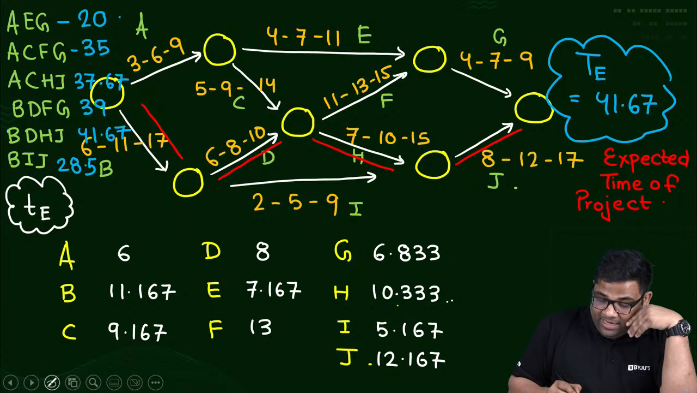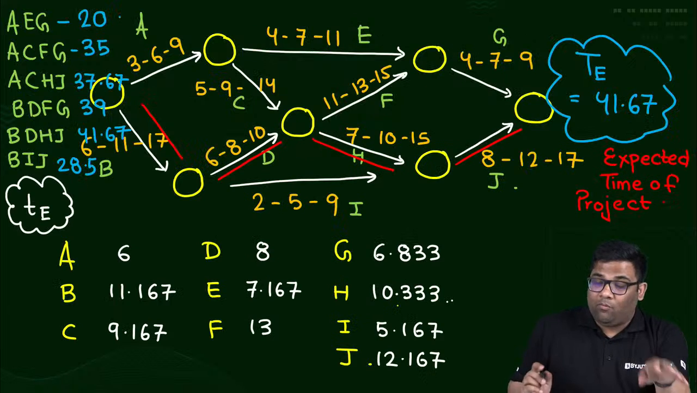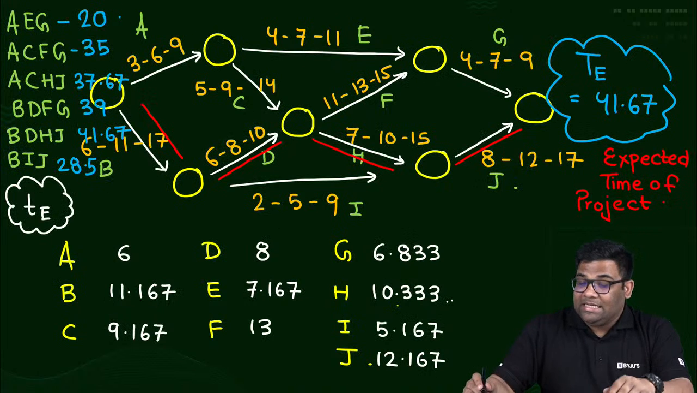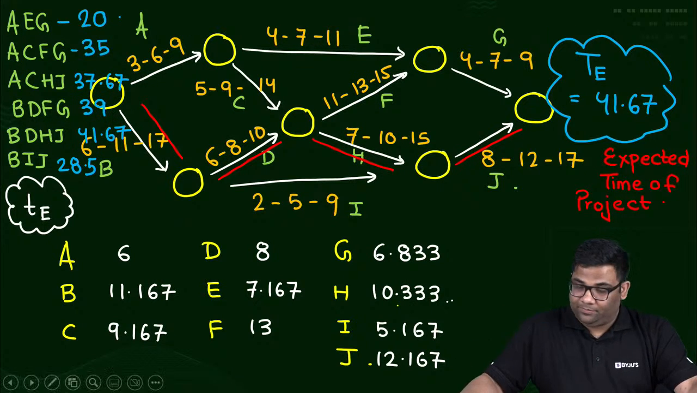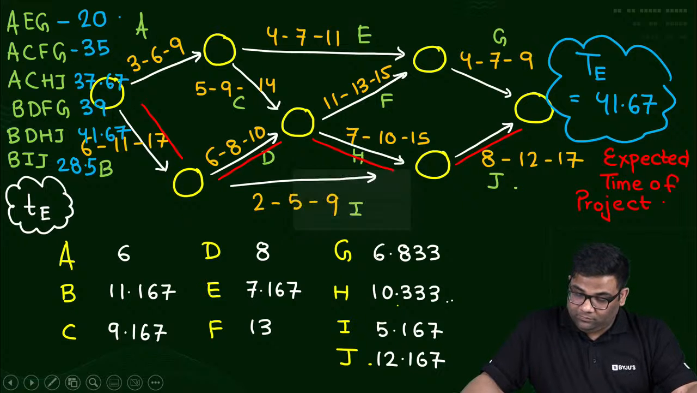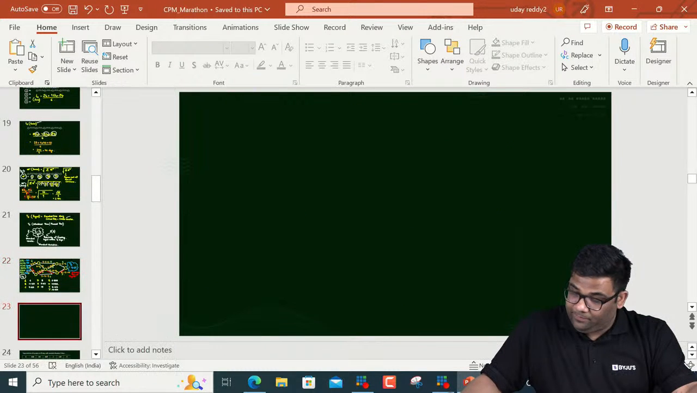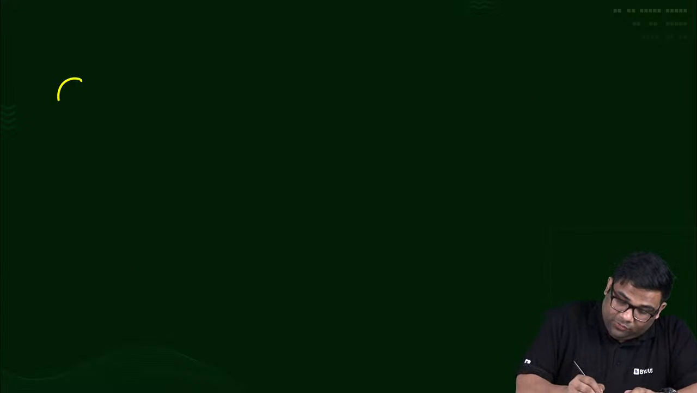Now, what about the standard deviation of the project? How to find the standard deviation of the project? What you do for the critical path, if you arrange this, you see the critical path you got is B.